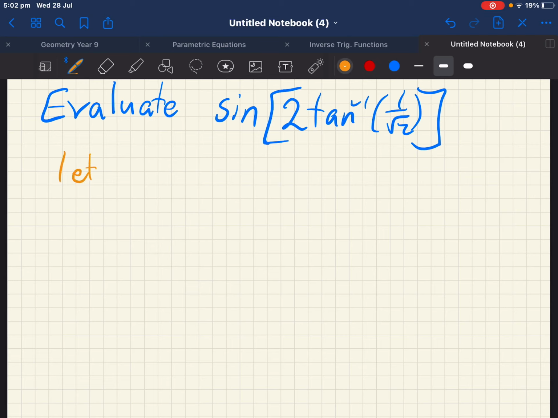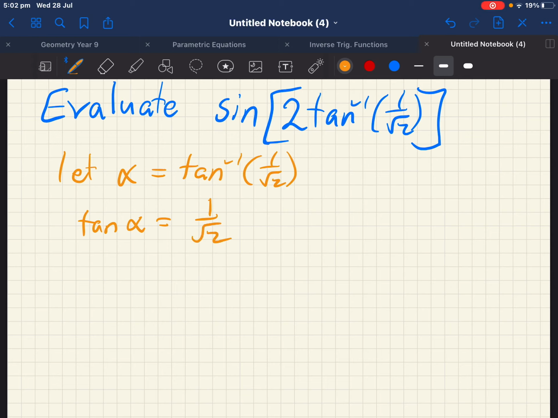Pick your favorite pronumeral for an angle. Let's use alpha on this one. We're going to let alpha equal this inverse tan 1 on root 2. Now, if alpha is equal to that, that's going to imply that tan alpha is equal to 1 on root 2. We're dealing with first quadrant here, right?